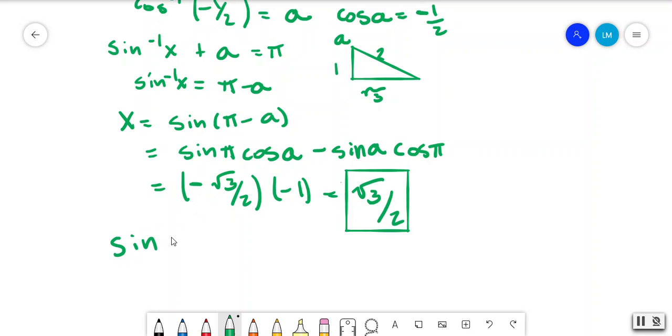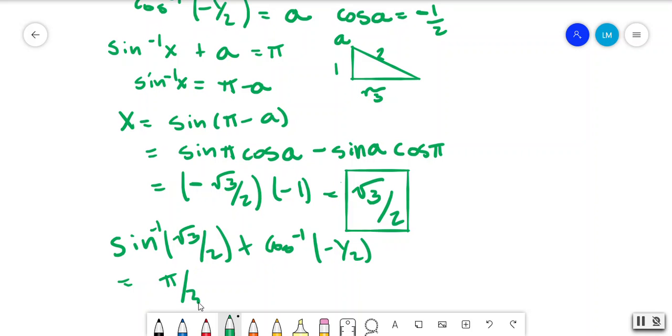So checking our work, we have sine inverse of root 3 over 2 plus cosine inverse of -1/2. Sine inverse of root 3 over 2 is pi over 3, but cosine inverse of -1/2 is 2 pi over 3. When you add those two, you're going to get 3 pi over 3, which is equal to pi. So it checks out, and the solution is just root 3 over 2.